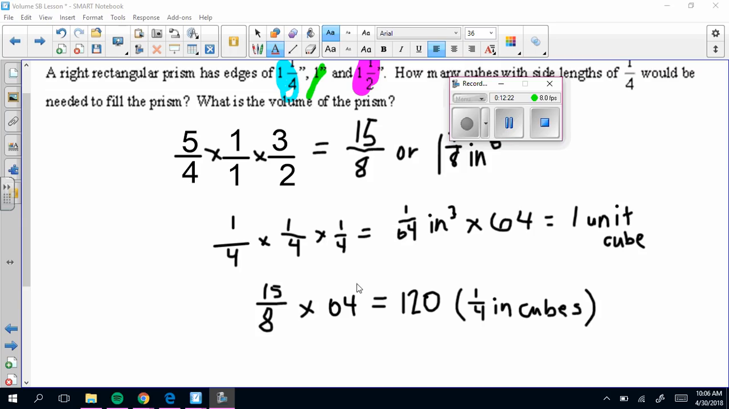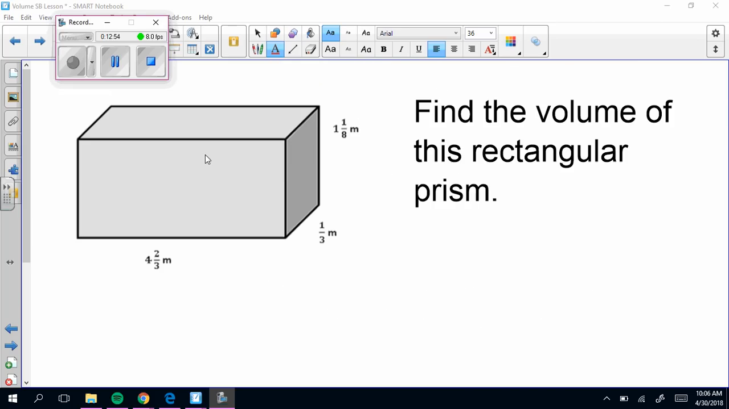Now, we know our volume is 15 over 8. I want to know how many 1/4 inch cubes that would take? Well, I have to multiply by 64 of the smaller cubes to get 120 1/4 inch cubes, right? I multiplied by 64 here because that would be how many 1/4 inch cubes that would take. So it will take 120 1/4 inch cubes. Now go ahead, based on what we learned, multiply these values to find the volume. Go ahead and pause the video.